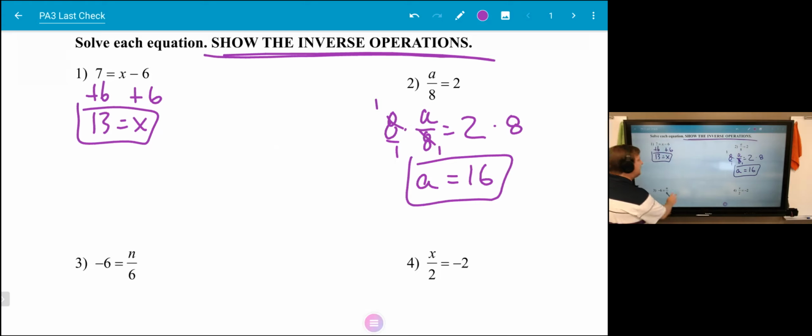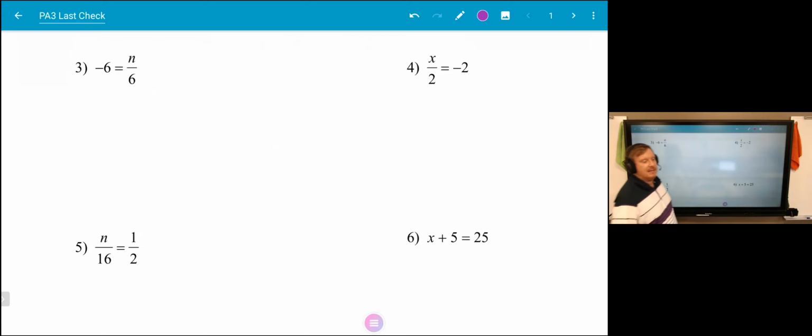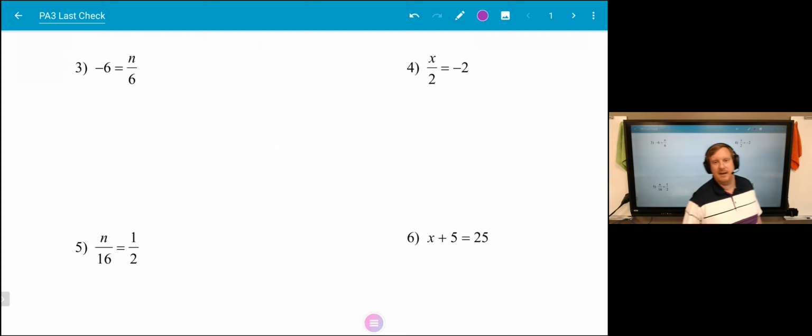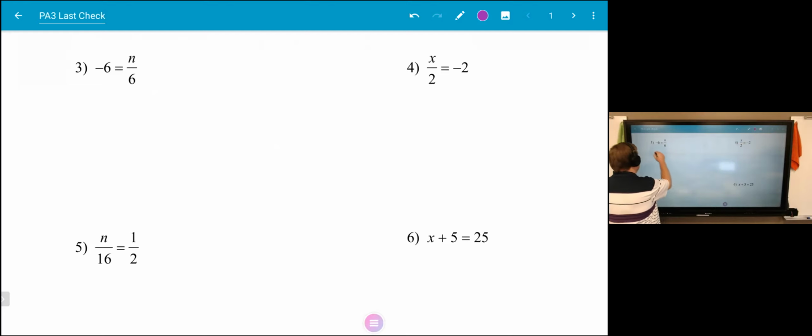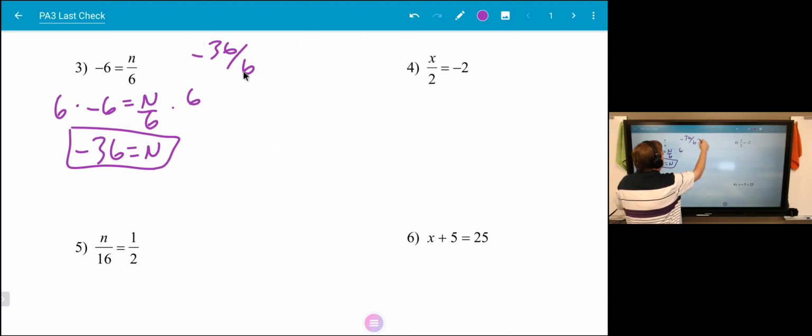Number 3, similar thing to what we're trying to do here. Negative 6 equals n divided by 6. Well, how do I do the inverse of division? Multiplication. You are correct. So negative 6 equals n divided by 6. Inverse operation, multiply both sides by 6. Negative 36 equals n. Check your work. Is negative 36 divided by 6 equal to negative 6? That checks out. We got that one.